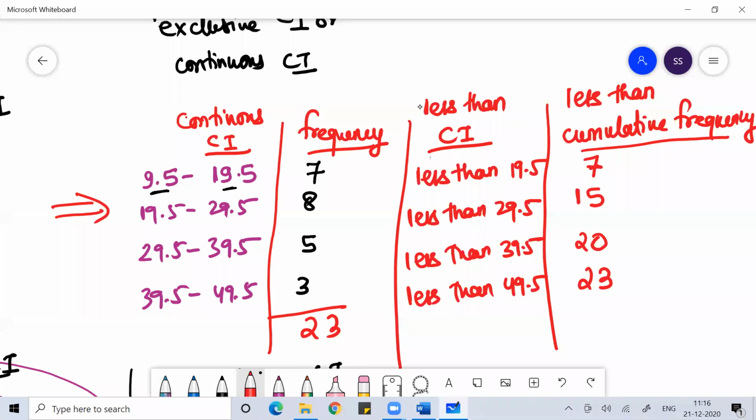This we call a cumulative frequency. Everyone, please write down what is cumulative frequency. Cumulative frequency simply means you keep adding them. Cumulative means you are adjusting them.